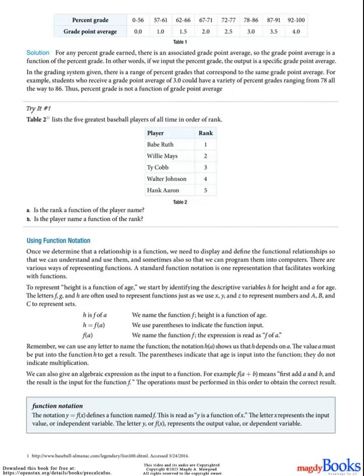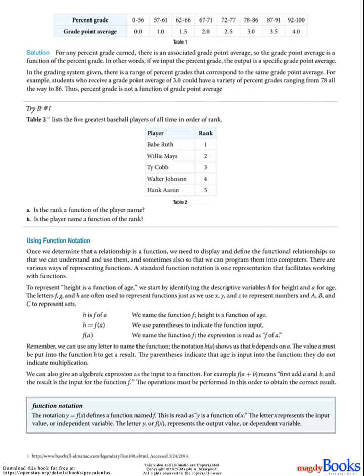For percent 78 to 86, the average will be 3.0. For percent 87 to 91, the average will be 3.5. For percent 92 to 100, the average will be 4.0.